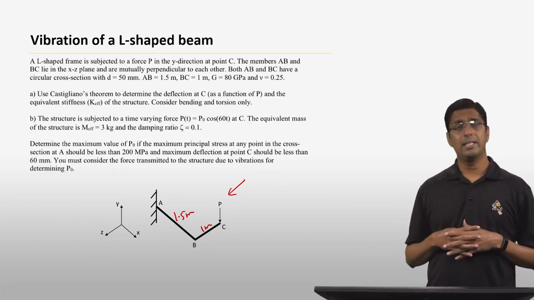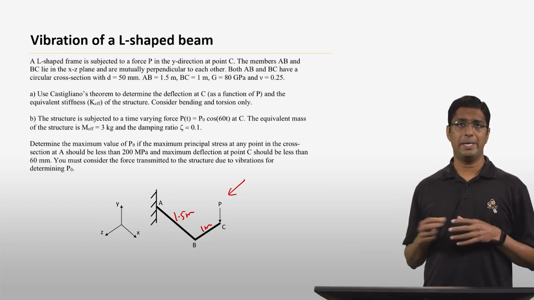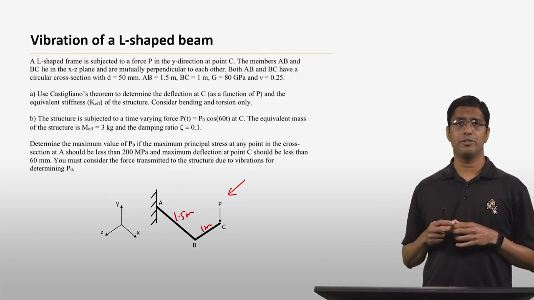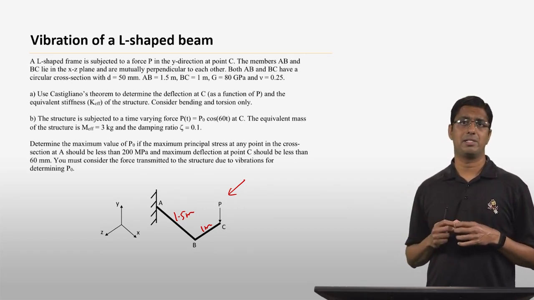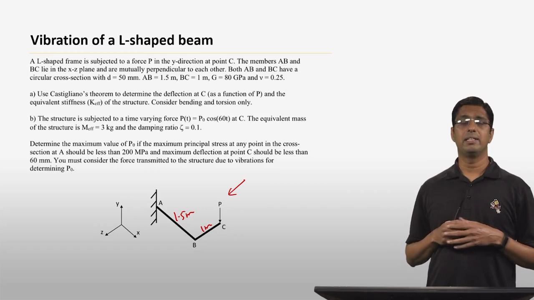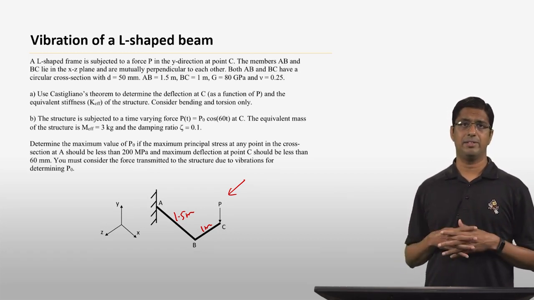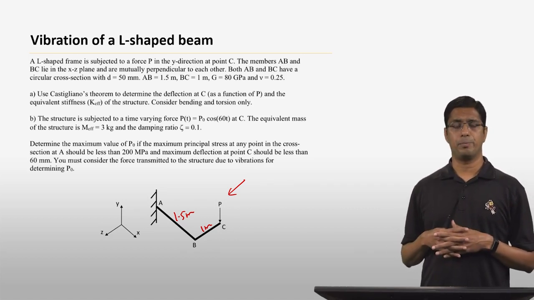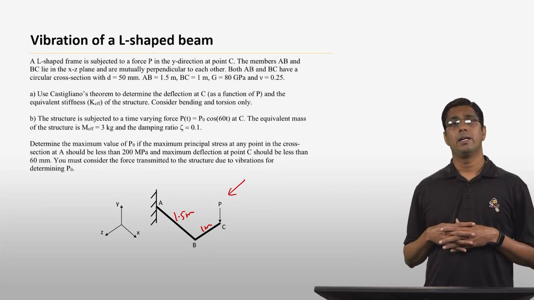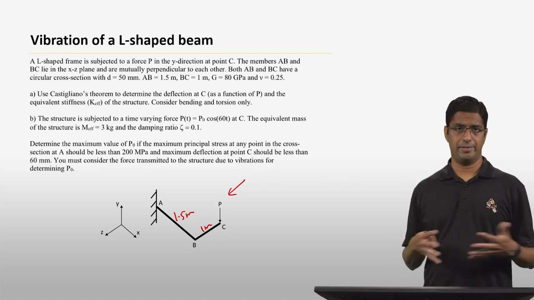The second part is a little bit more complicated. Now it says that this P is not a constant force, but actually a time varying force, which is given by P naught cos 60T. We are also given that the equivalent mass or the effective mass of the structure is 3 kilograms and the damping ratio is 0.1. These are the parameters that you need to analyze the vibrations of the system.